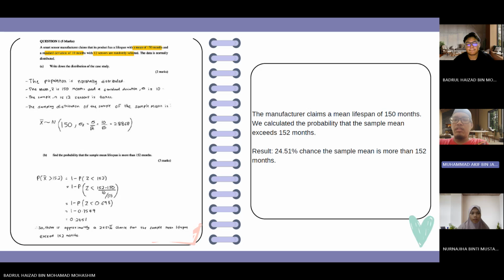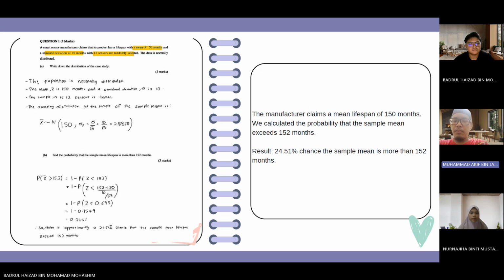A, write down the distribution of the case study. The population is normally distributed. The mean is 150 months and the standard deviation is 10. The sample of 12 sensors is taken. The sampling distribution of the sample mean has standard deviation equal to standard deviation divided by square root of sample size, which is 10 divided by square root 12, equal to 2.8868.